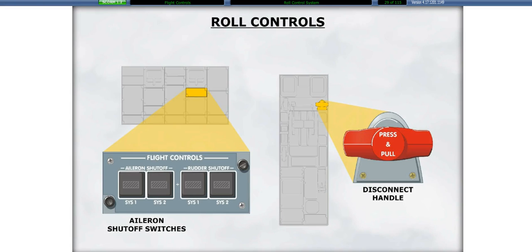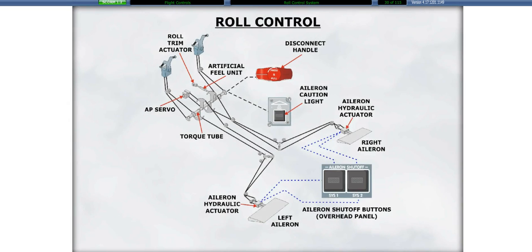We will now look at the roll control system. The aileron systems 1 and 2 shutoff switches are located on the overhead flight controls panel. The aileron disconnect is located on the right edge of the center pedestal. Roll control is provided by mechanical inputs into two hydraulic actuators through independent cable channels. A mechanical reversion enables roll control in the event of a loss of hydraulic pressure.